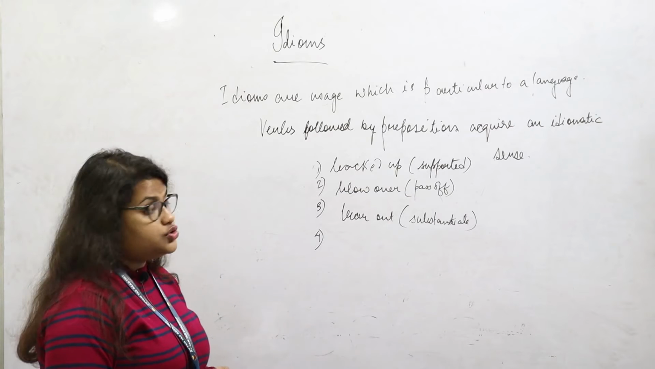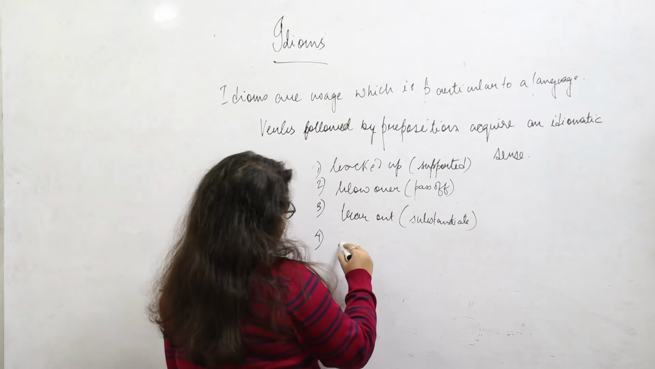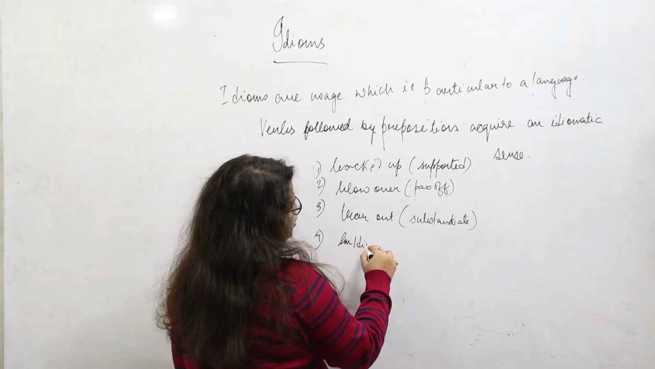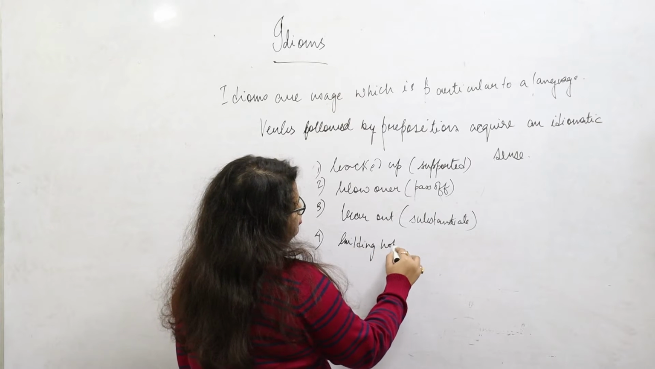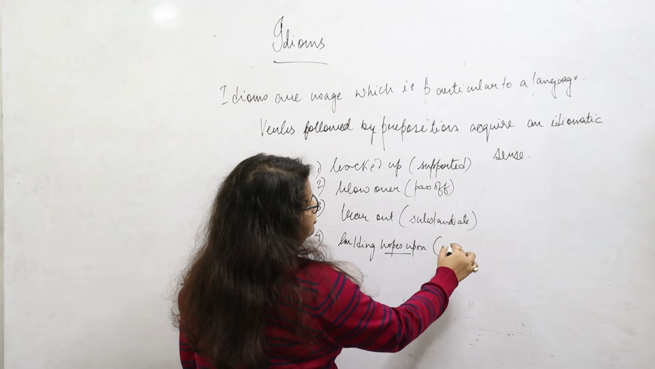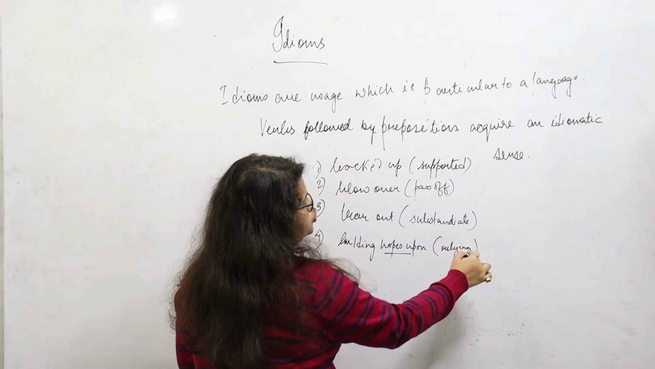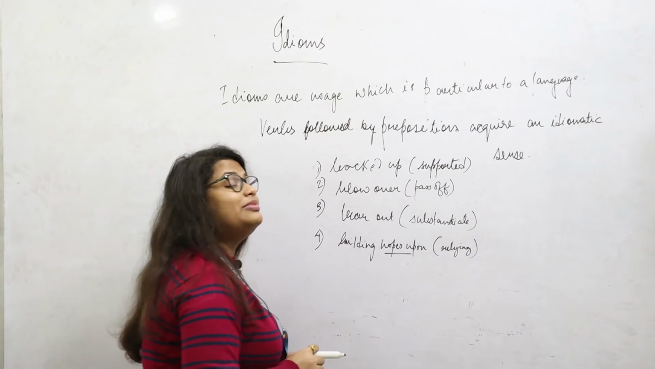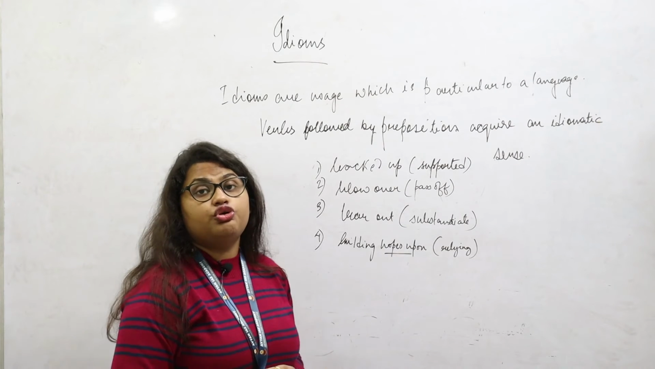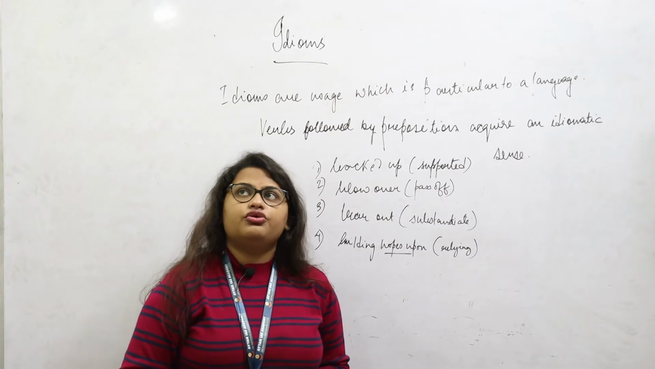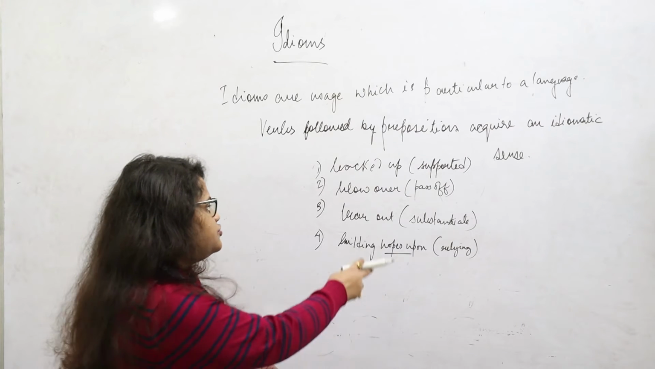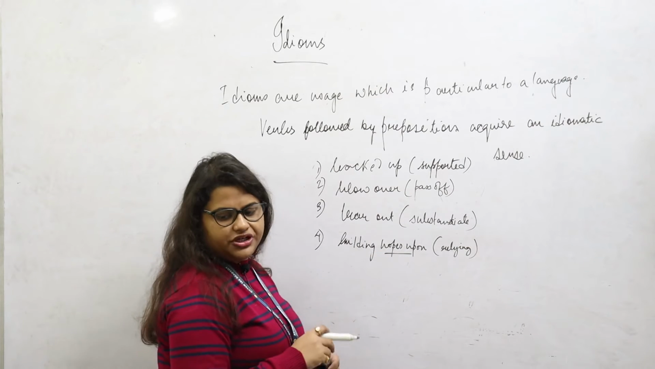Then we can talk about building hopes upon. Hopes upon is relying. So whenever we say do not build your hopes upon your friend's word, that means you should not completely rely on your friend's word. That could lead to something very disappointing.